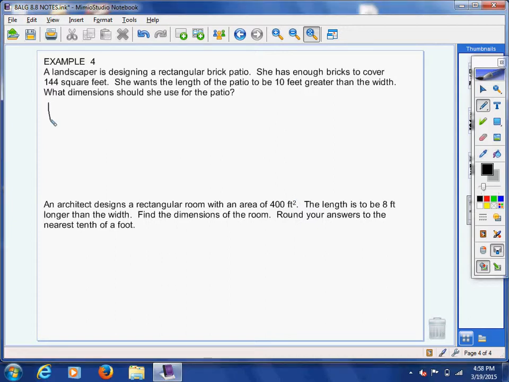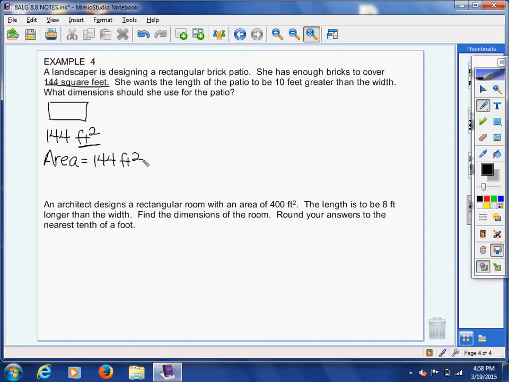What I normally do is I will actually draw that rectangle shape. She has enough bricks to cover 144 square feet. Now, anytime you see 144 square feet, you see a squared unit. What they've given you is the measurement for area, okay? So they didn't say it explicitly, but it is implied in this problem that if you have square footage of some sort, square feet, square yards, square any unit, that's a measurement of area, okay? That's what that exponent 2 on your unit means. It's a measurement of area.